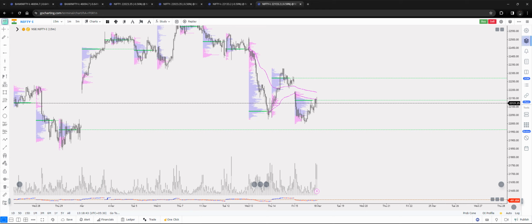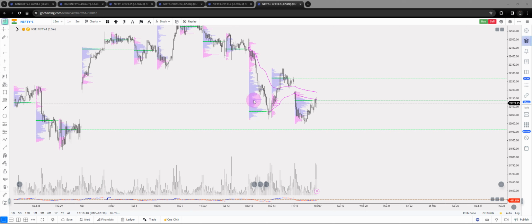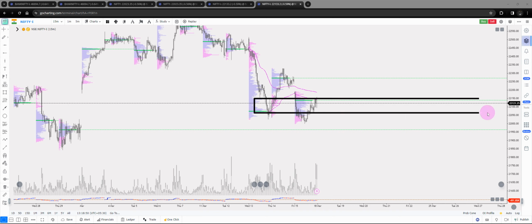If we break down below this zone, I'll just mark it for you. It is again two POCs that are quite close to each other. So if we break below this zone, we are certainly going over here. Nothing is certain, but there is a very high probability that we go over here.